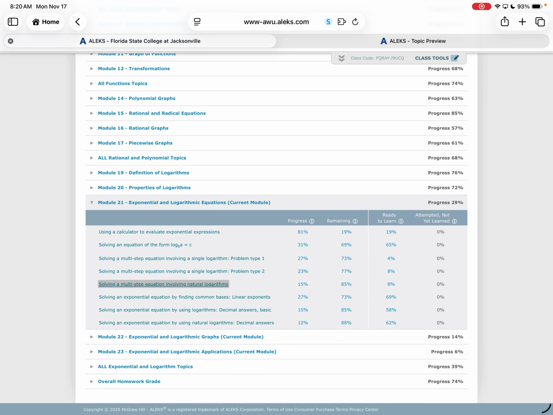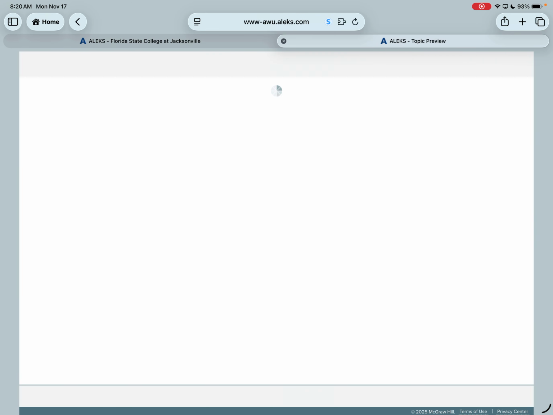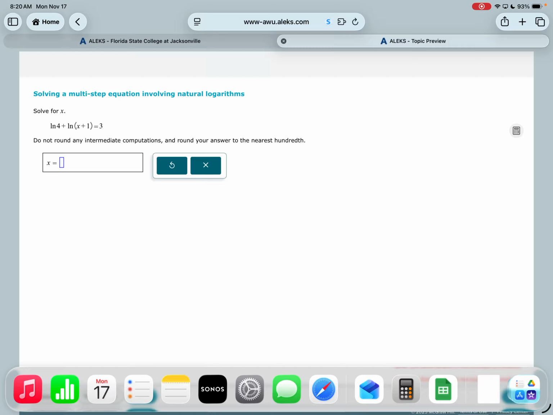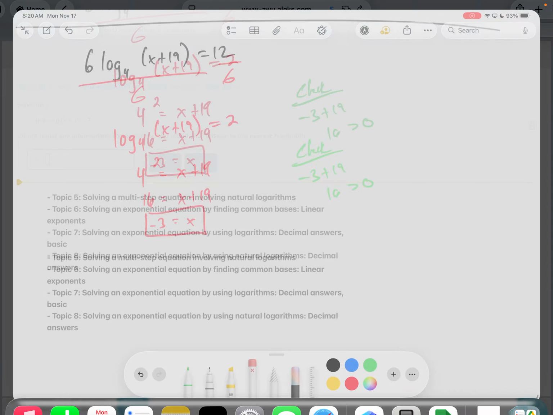What's next? All right, this is kind of the same idea. Oh, there's one with 2. Let's do that one. But it's natural logarithms, ln of x plus 1 equals 3.